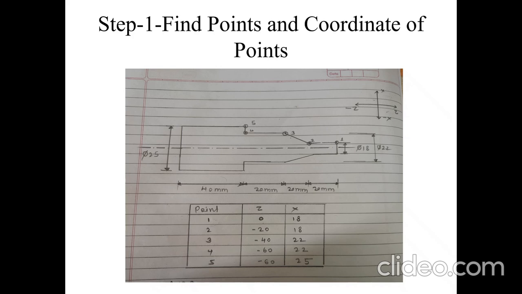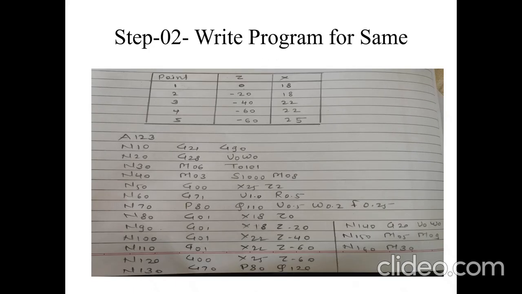After finding the coordinates of the points, we have to prepare the program for the same. The next step of our practical is to write the program by using these coordinate points. Here we have given the coordinate points of each point for reference. Then next we have to write the program. A123 is the name of the program. We can give any number or any letter as you wish. Then N10, these are the sequence lines of the program.